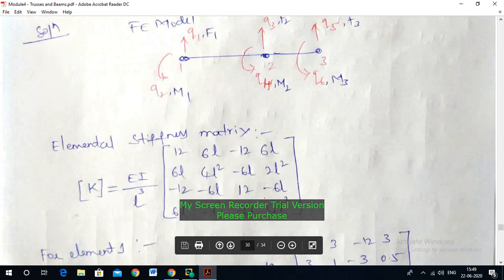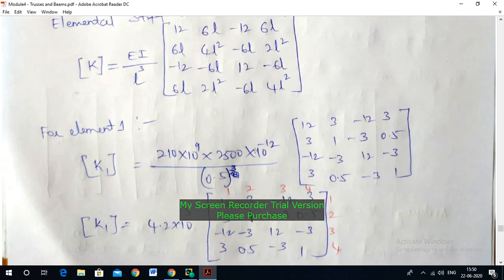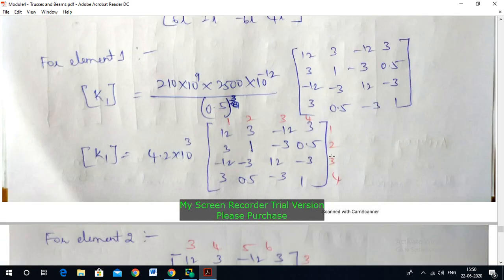Element 1 consists of two nodes: node 1 having two nodal displacements q1 and q2, and node 2 having two nodal displacements q3 and q4. So you can give the naming as 1 2 3 4 for rows and 1 2 3 4 for columns.